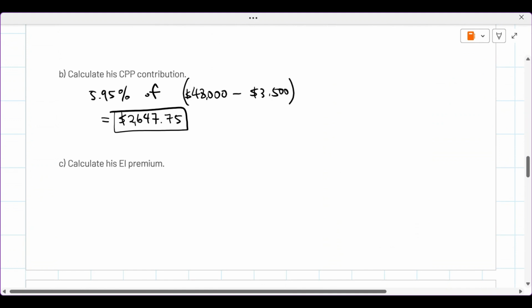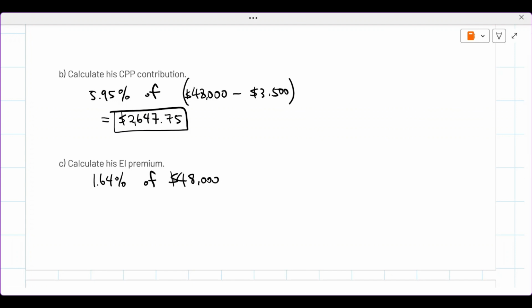Now the EI premium is similar, except you don't have the basic exemption amount, so you simply multiply 1.64% of the $48,000. Let's put that into the calculator: 48000 times 0.0164. That's only $707.20. That's the EI premium of Link for 2025.